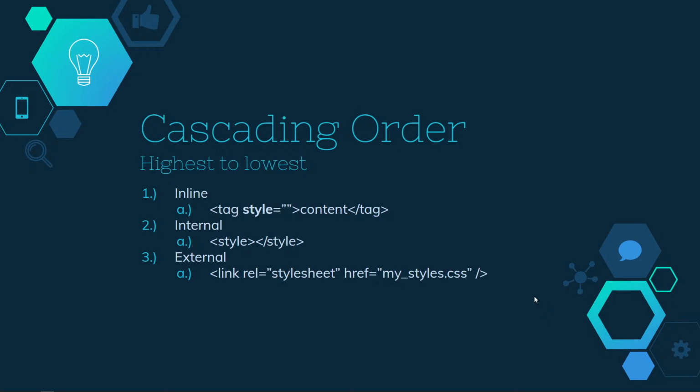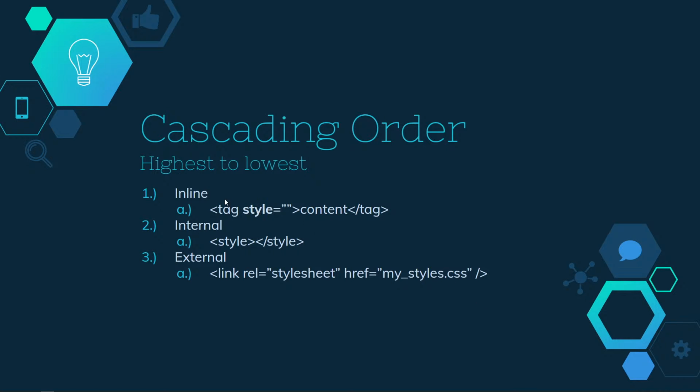All right, so now let's look at the cascading order of CSS. How does this work? Who wins? Who wins the race? Because there's three different ways of adding CSS to your HTML documents. So the first one is inline. That's one thing you can do. That is, you just say style equals whatever. So that's the highest one.